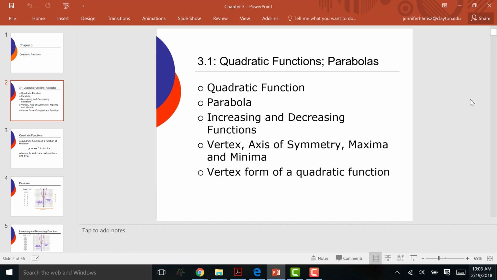We're going to talk about where it looks like it's increasing and decreasing, and where the vertex is. If it's open up, the vertex will always be that point right there. If it opens down, the vertex is that point right there. Those are called your vertex, either the top or the bottom. If it's got a top, the vertex is at the top. If it's got a bottom, the vertex is at the bottom. We'll talk about the axis of symmetry and then the vertex form of a quadratic function.